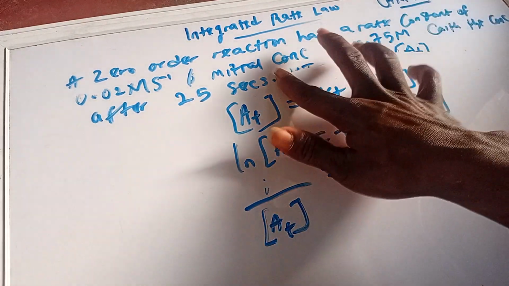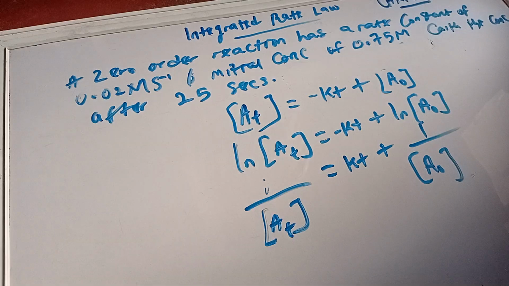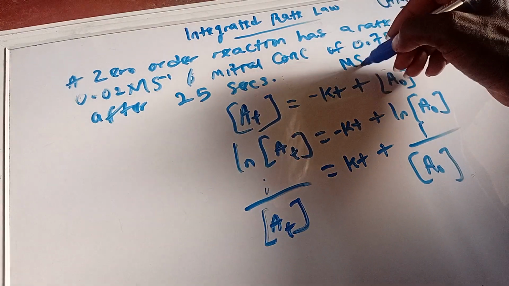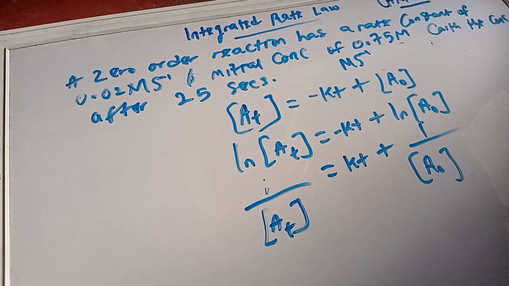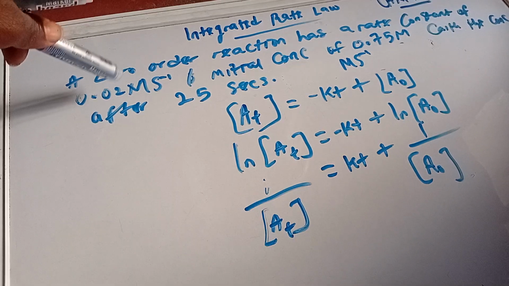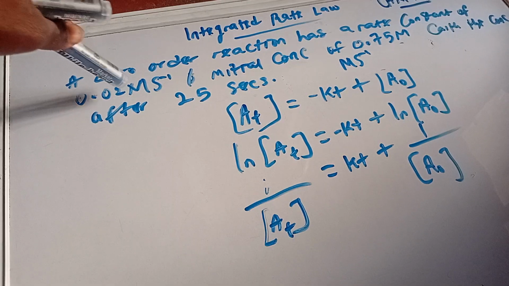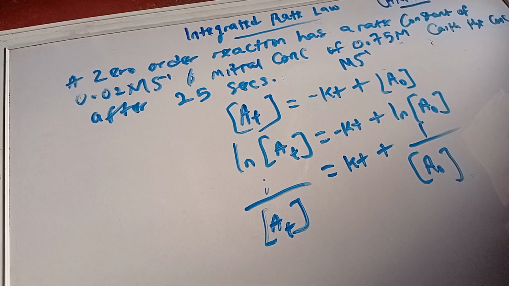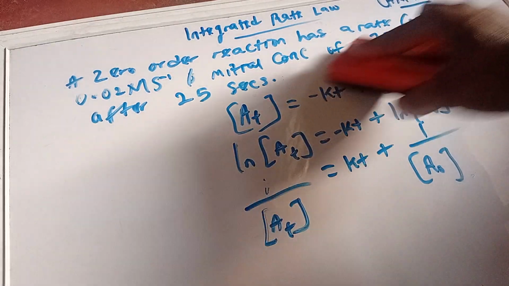Now that's for zero order. For zero order, the unit for the rate constant is mole per second. So if they mention zero order and you have a different unit for your rate constant, then that question is wrong. You see that you leave it, it's not a mistake, it can be a trap. So just know that.